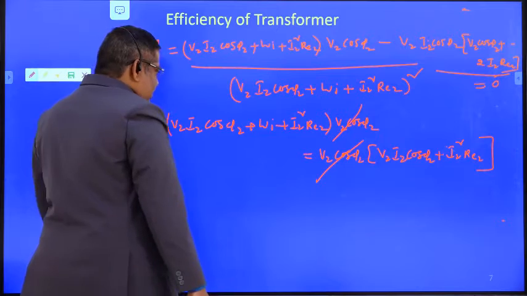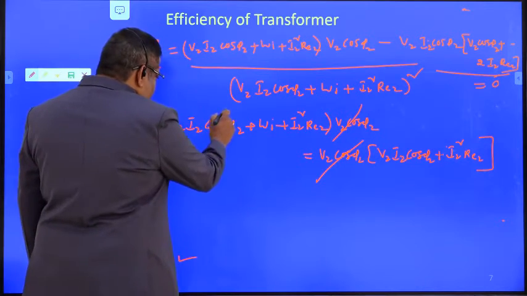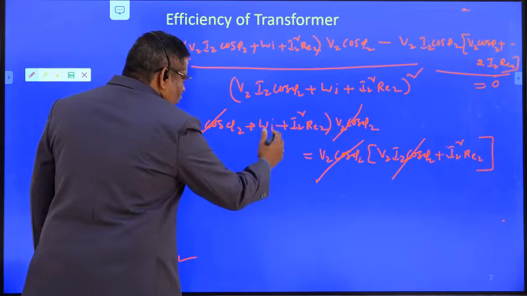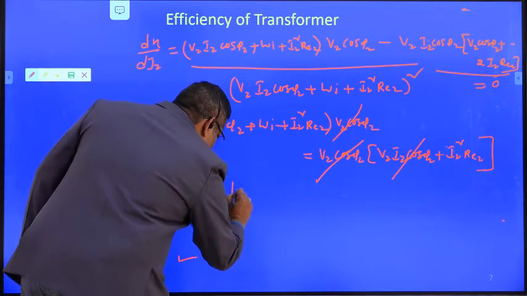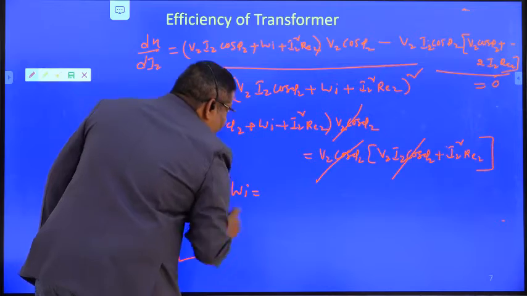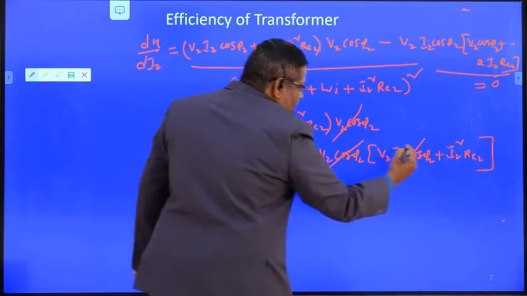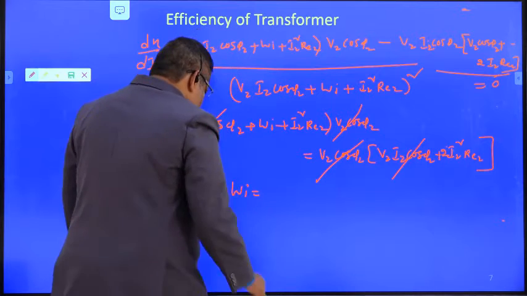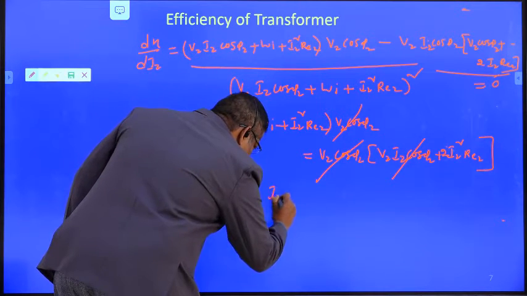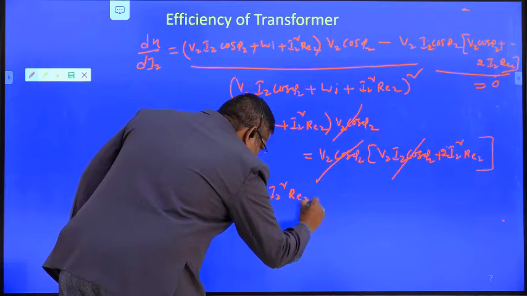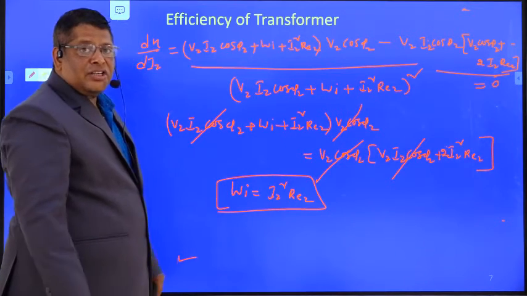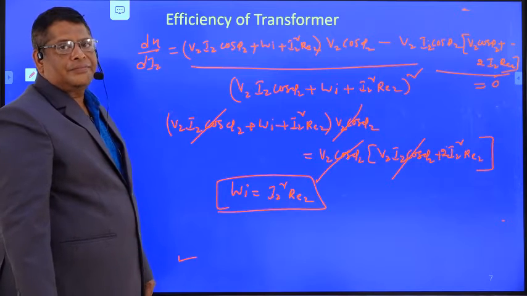Now finally we are getting the expression. See here, this quantity on the left hand side and right hand side gets cancelled. So if you simplify this equation, iron loss equals, if you take this quantity to that side, here we are getting 2, here we are getting the 2. So iron loss equals I2 square Re2. Nothing but iron loss, nothing but constant loss, is equal to variable loss.